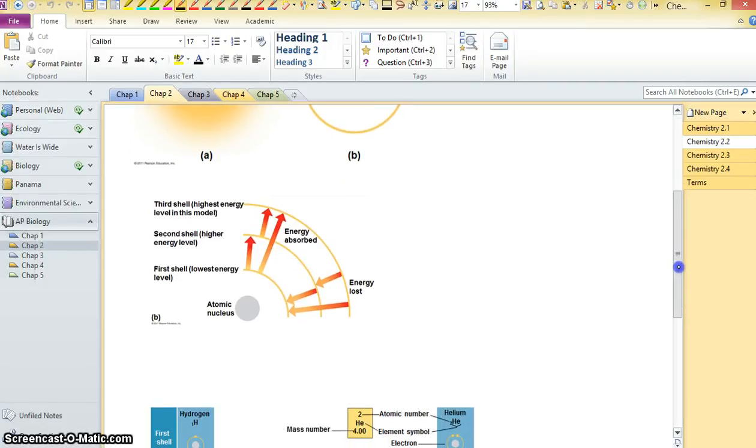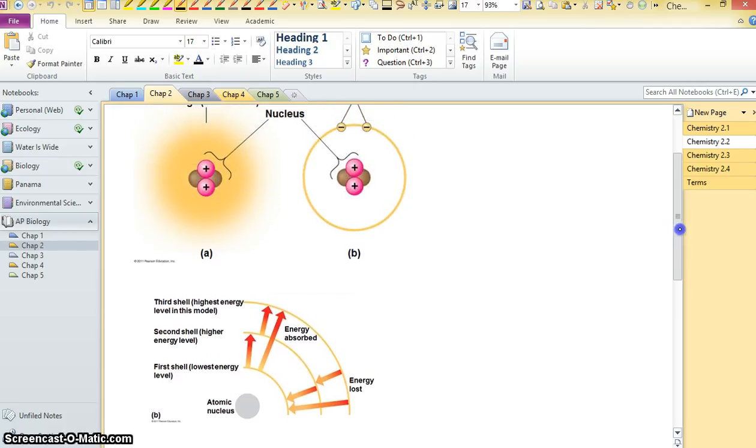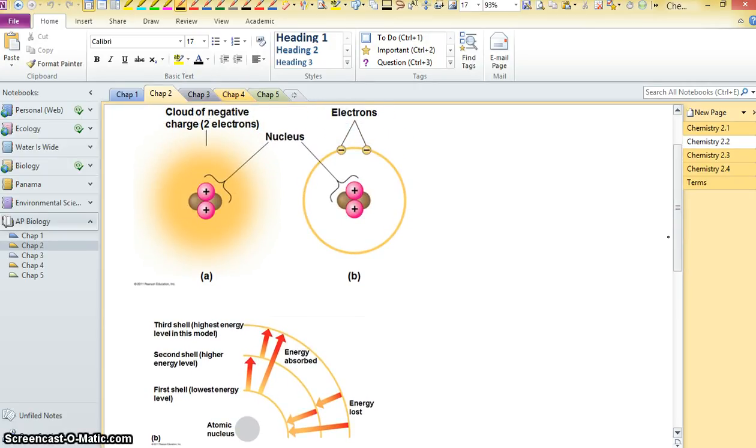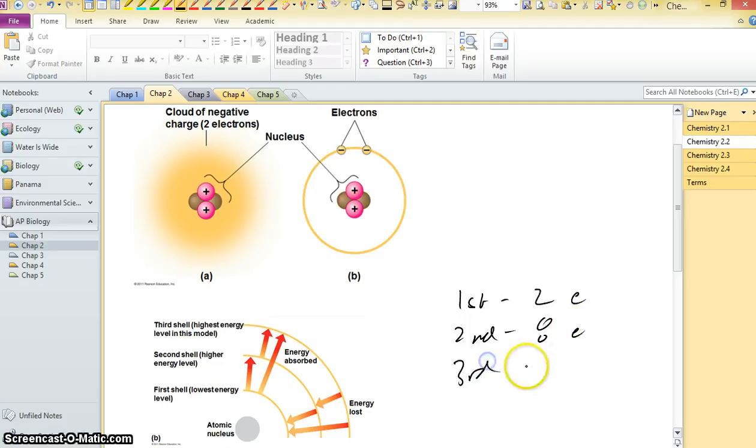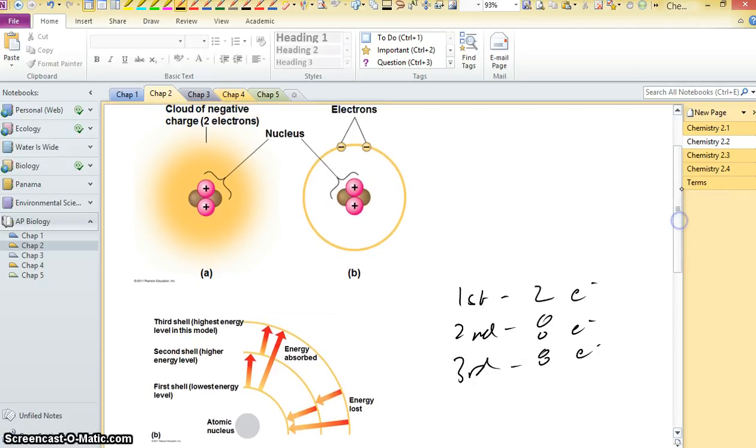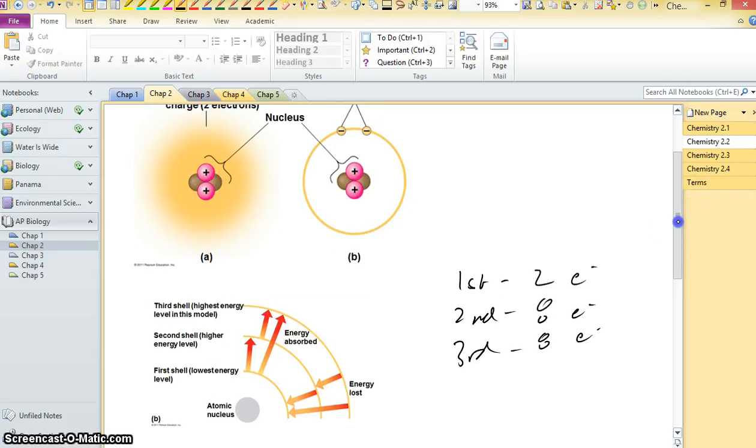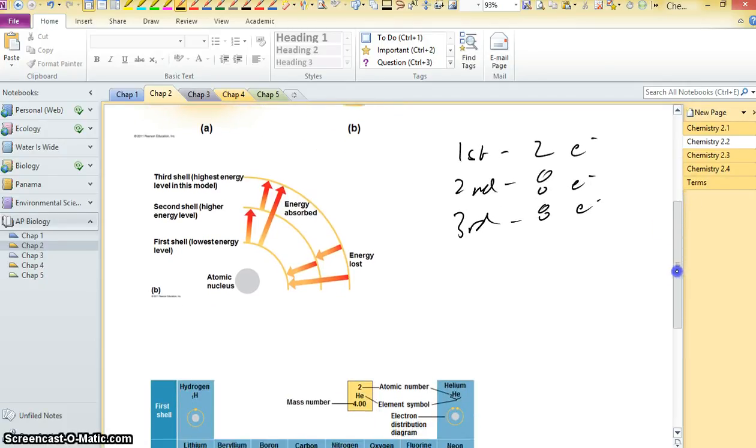The orbitals generally have a certain number of electrons. As we know, the first orbital will have a couple of electrons. The second typically will have 8, and the third will have 8. That's sort of our rule of thumb, particularly in biology classes. As you go out, they can get more variable numbers, but we'll stick with that for now.